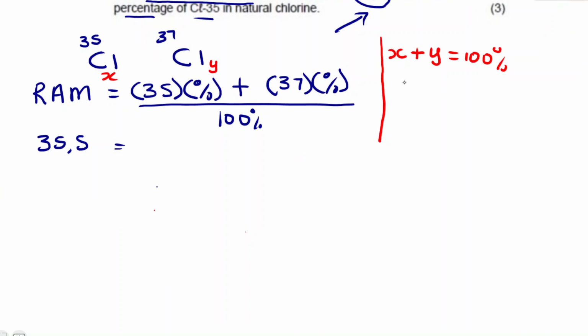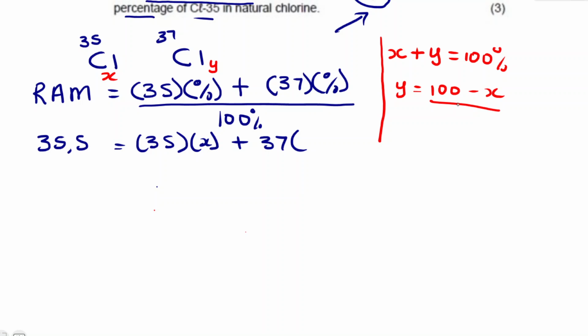So let's take Y as the subject of the formula. I'm going to take X to the other side. So that means the value of Y becomes 100 minus X. So this is now the value of Y. Let me substitute here. Remember, the first one is X. So we have 35 multiplied by X plus, the second one is 37, so I have 37 multiplied by Y. Now what is Y? We said Y is 100 minus X. We don't know what X is, but we do know what Y is. Y is 100 minus X.